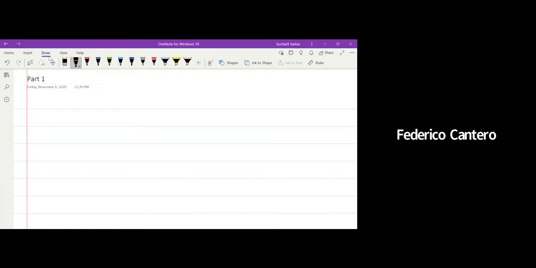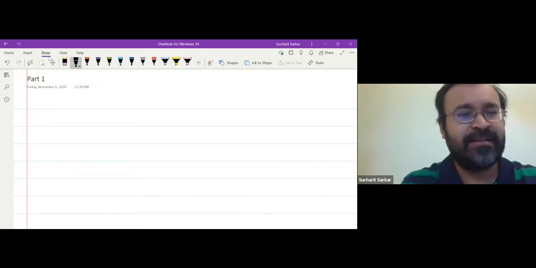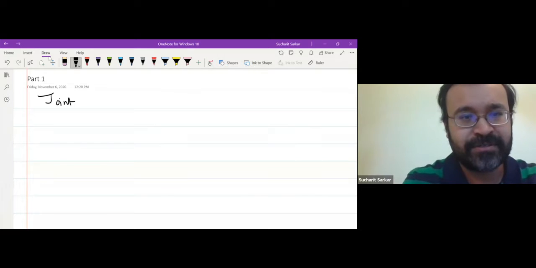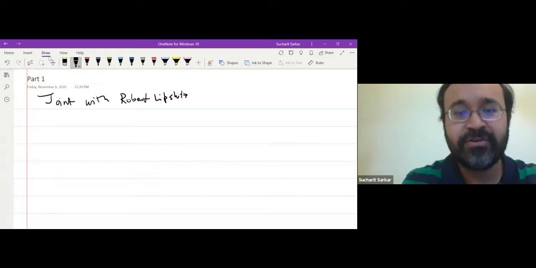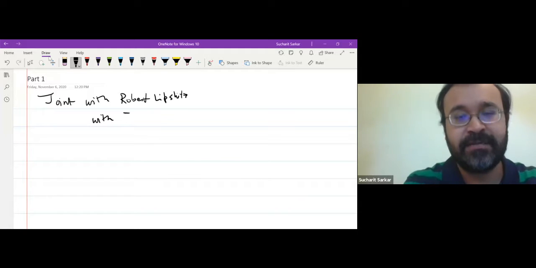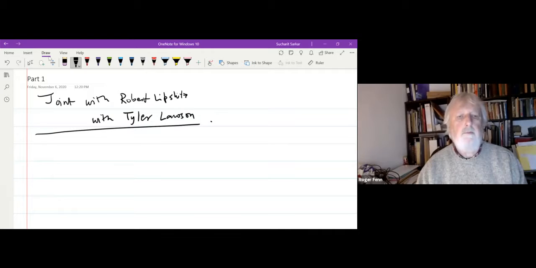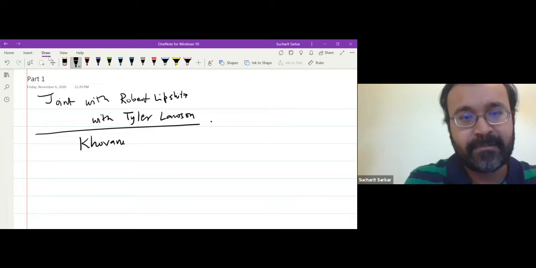Okay. So almost everything that I'll talk about today is joint with my long-term collaborator, Robert Lipschitz. And a lot of it is also with Tyler Lawson. I must mention that at the very beginning. Okay, so let me start with a little bit of the history of Khovanov homotopy types.